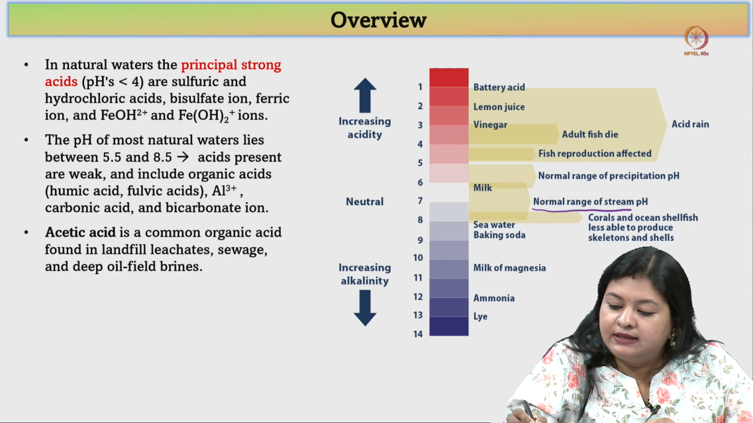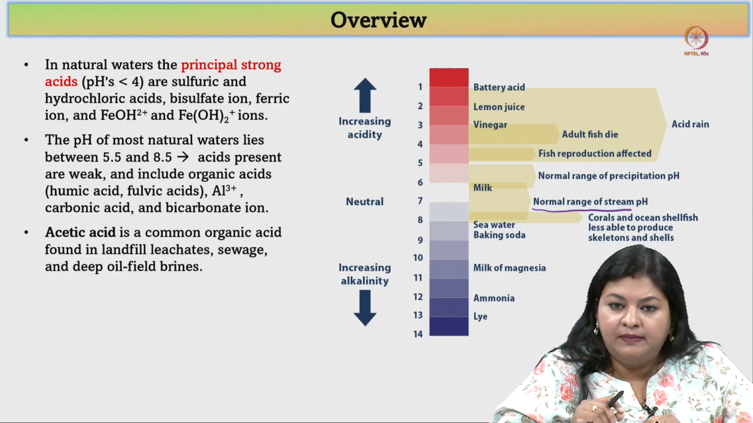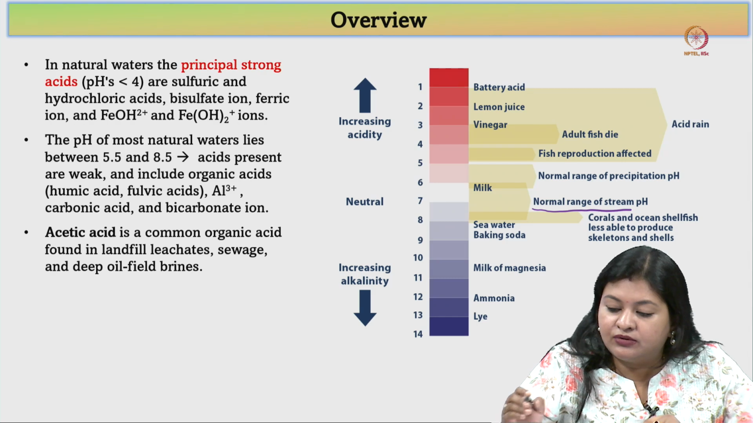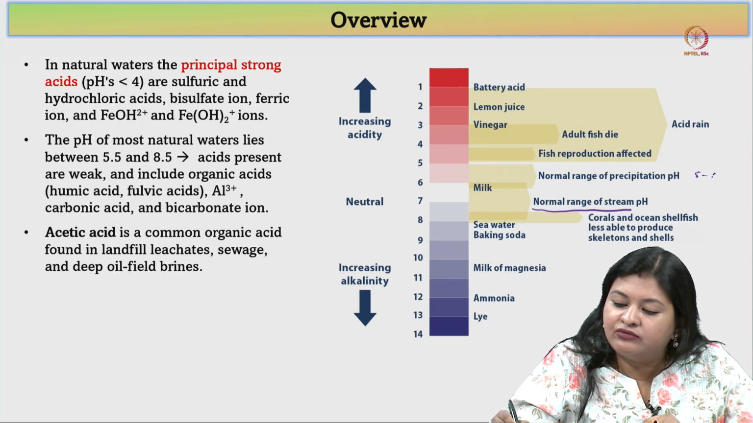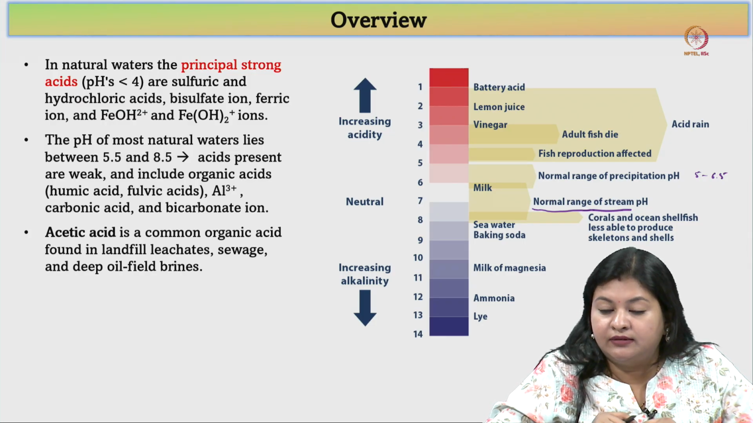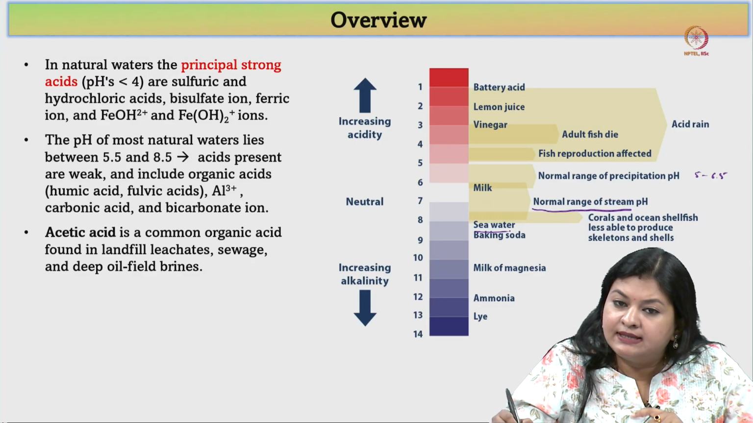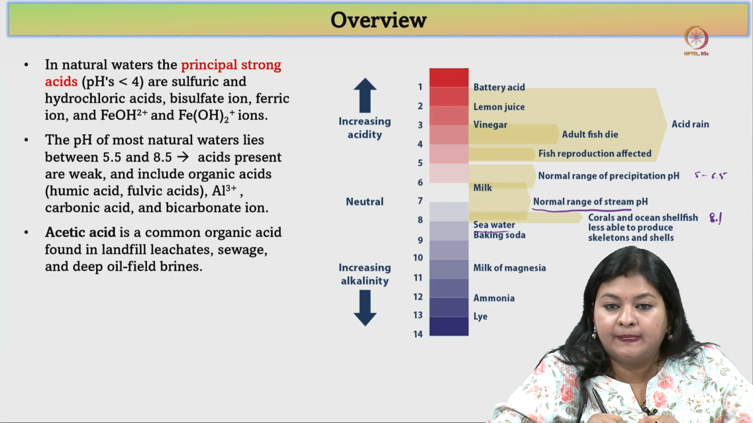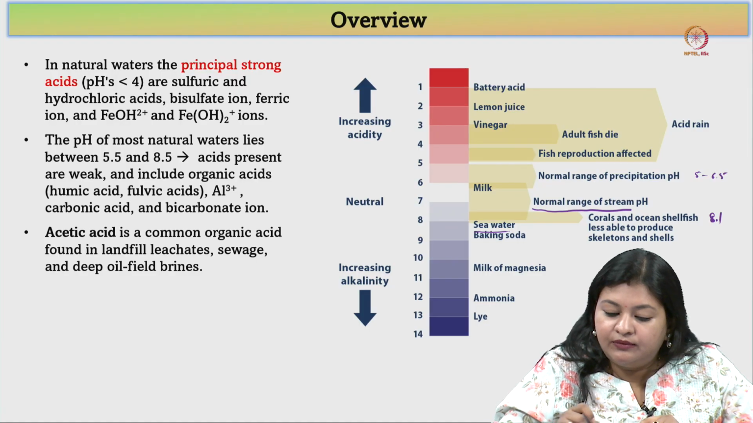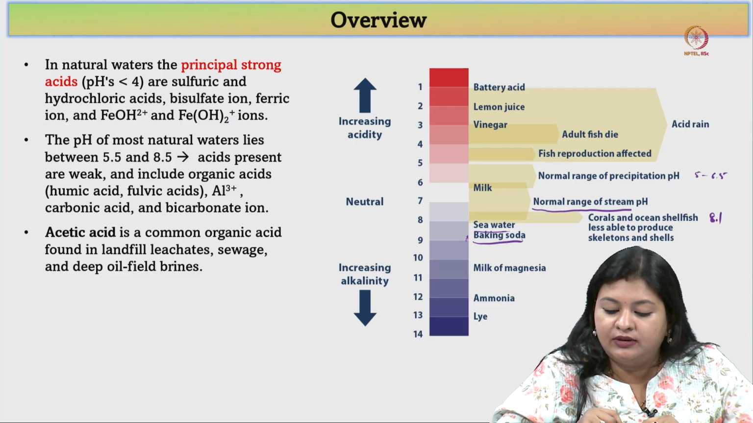Then this is the precipitation pH, that is, it is slightly acidic. So, a little below 5 and a little below 6. So, roughly you can say between 5 to 6.5 is the pH of rain. Then this is sea water. Sea water has a pH of 8.1. Then what is the pH of baking soda? It is somewhere between 8.5 to 9.